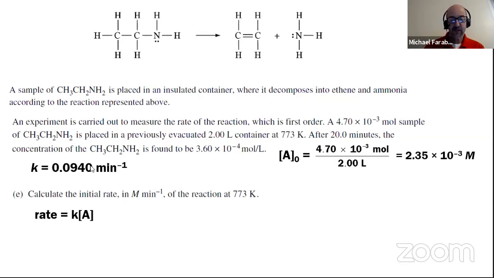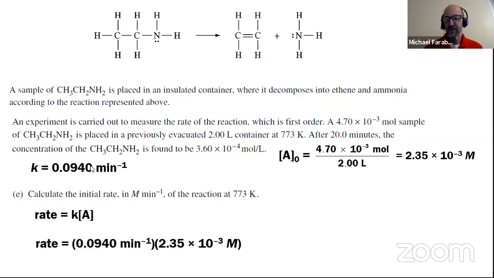In part D, we just solved for the numerical value of the rate constant, and we still have our initial concentration that we calculated earlier. So my units are going to be molarity per minute. That's going to give me the initial rate. So initial concentration times rate constant, and I get 2.21 times 10 to the negative 4, and that's molarity per minute, or moles per liter per minute.